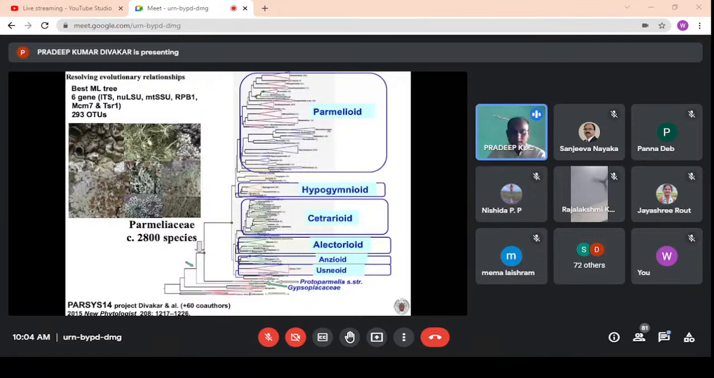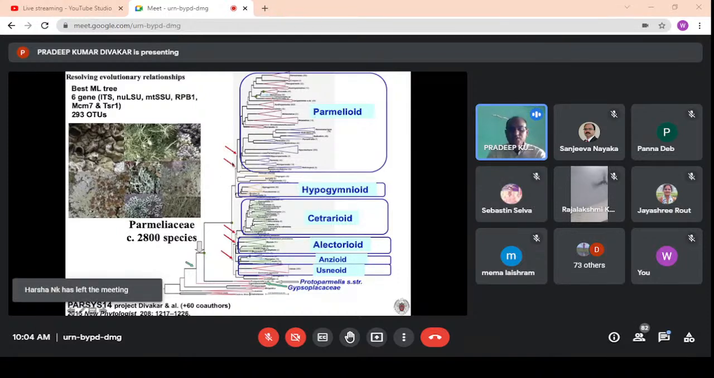So it was well resolved in all the clades, but in this case again the phylogenetic relation in some of the clades remained unresolved. I have highlighted here that we really don't know whether Pamelioides is the sister group. We were unable to establish the phylogenetic relation of the Pamelioides. Neither do we know whether the Gymnoid clade forms a sister relation with the Pamelioides. Here again, we have no information on the phylogenetic relation among these Citruroid, Alectoid, Ansioid, and Usnioid clades. We don't know who is sister to what.